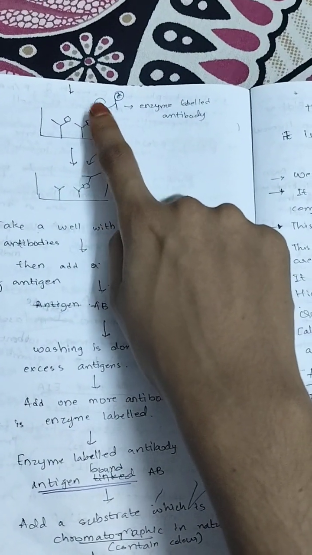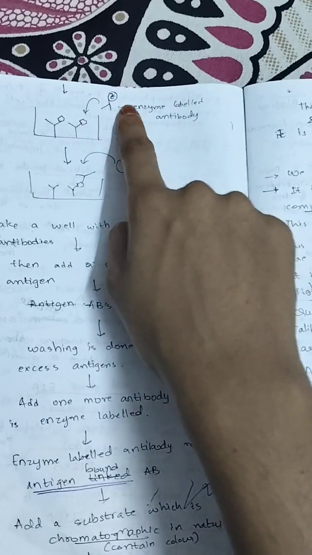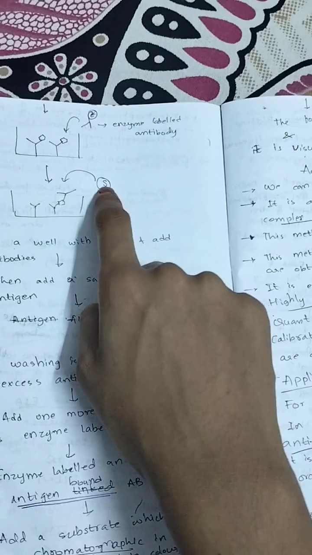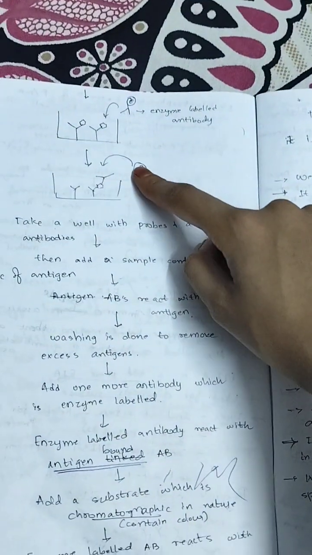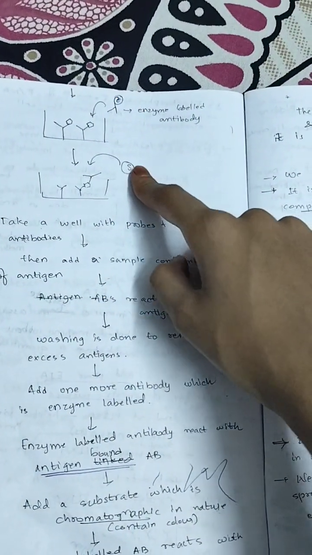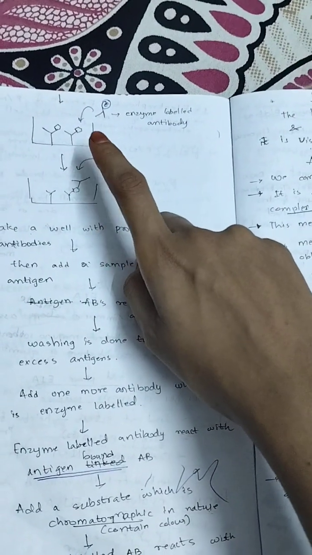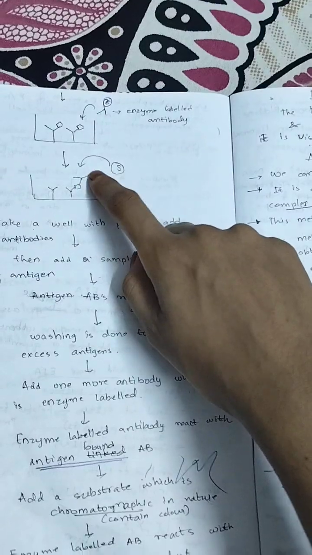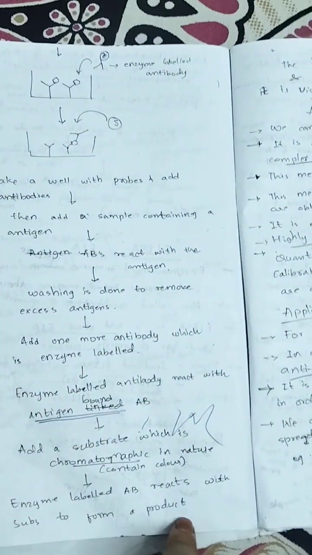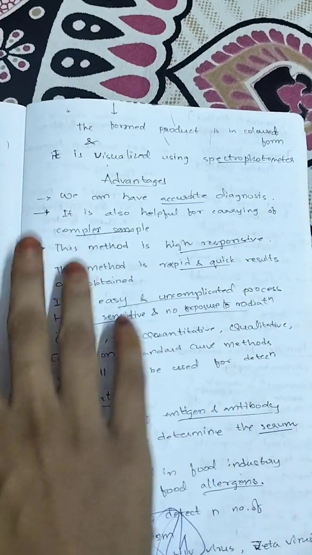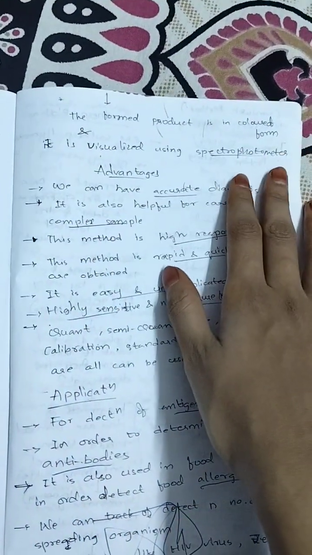Reaction between the antigen and enzyme linked antibodies takes place, and then a substrate is added which is chromogenic in nature. Chromogenic means it contains color. The substrate reacts with the enzyme labeled antibody, which forms a product. This product is in colored form and is then visualized using a spectrophotometer.